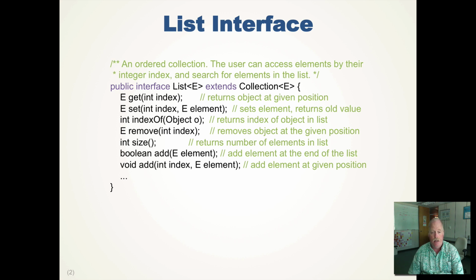We can add an element to the end of the list by just calling add, and we can add an element anywhere in the list by calling add with an index. We'll insert the element at that index and shift all the list items further down. Any ones with the index greater than that will be shifted down.